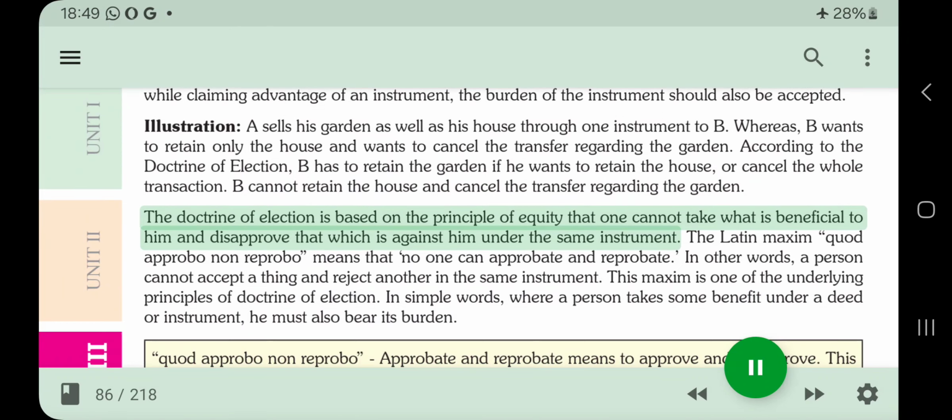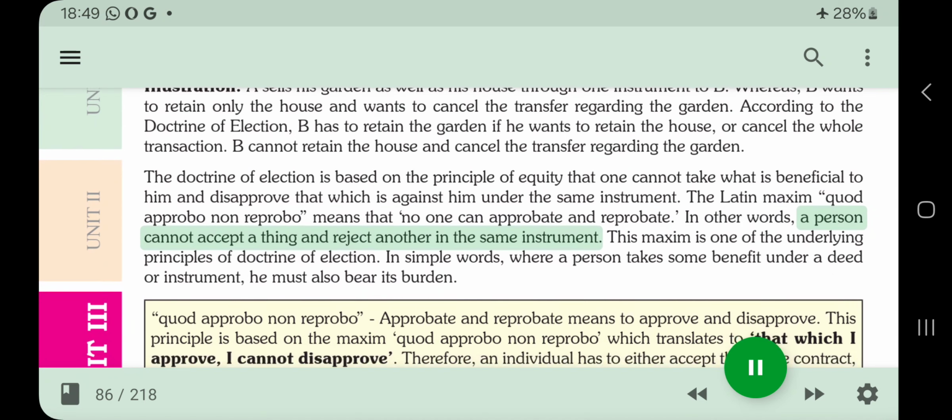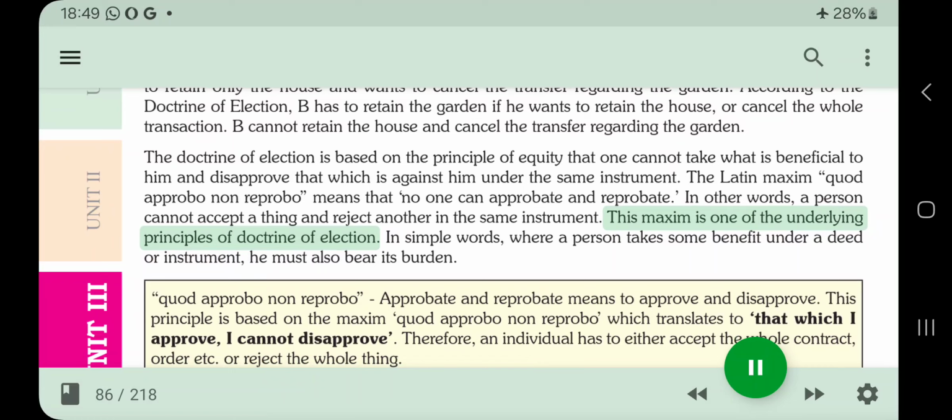The doctrine of election is based on the principle of equity, that one cannot take what is beneficial to him and disapprove that which is against him under the same instrument. The Latin maxim, quod approbo non reprobo, means that no one can approbate and reprobate. In other words, a person cannot accept a thing and reject another in the same instrument. This maxim is one of the underlying principles of doctrine of election.